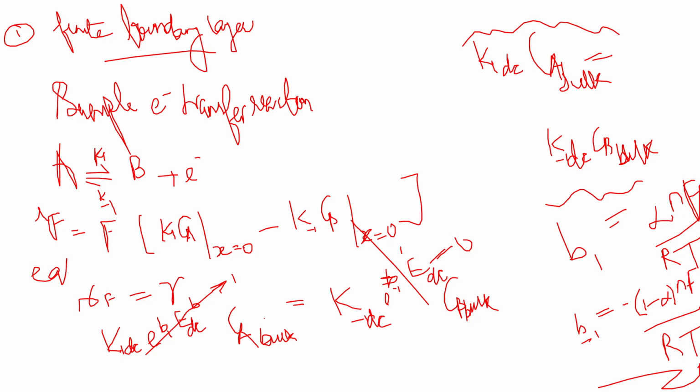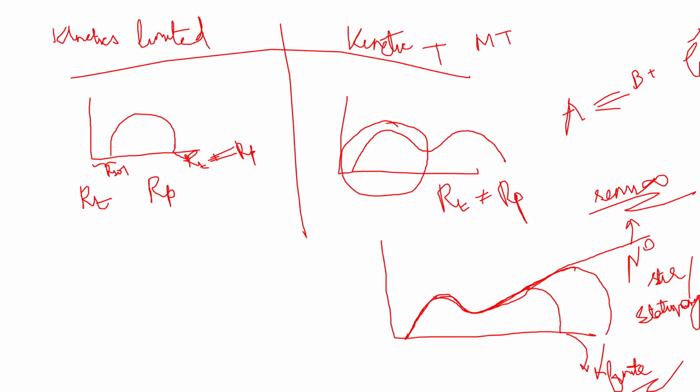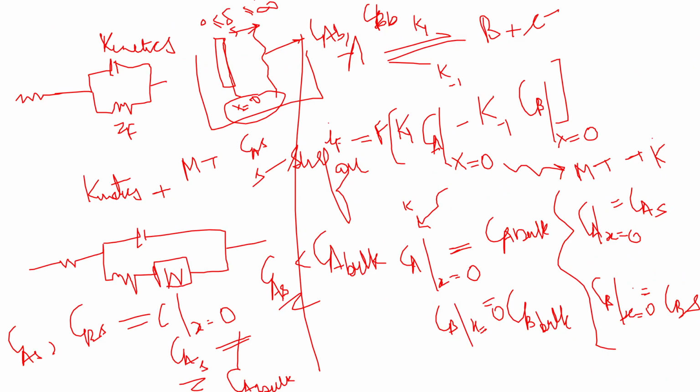Similarly, we wrote the expression for the current. Then we found the relationship at equilibrium. Then we also saw how kinetics limited and kinetics plus mass transfer limited are different. Based on that, we wrote the equation for the current. There, the concentration terms at the electrode surface will be different from that in the bulk, and then we have to find that out.